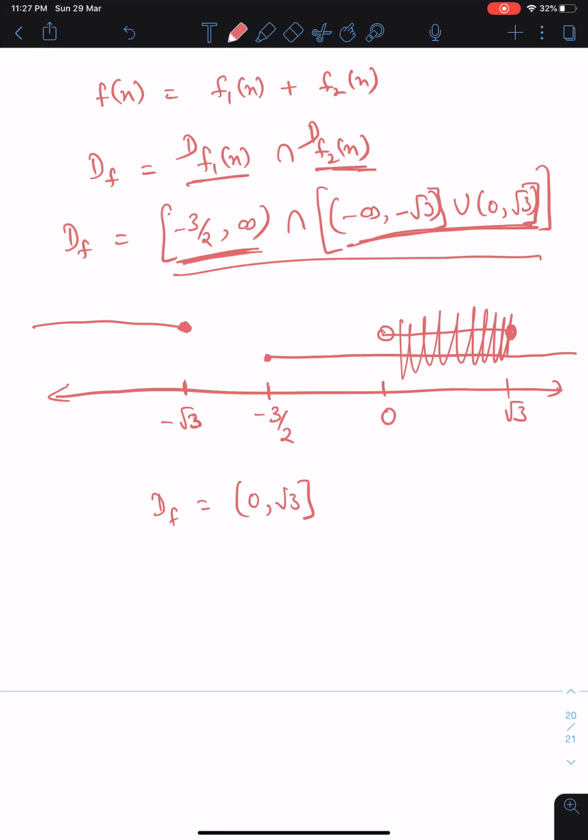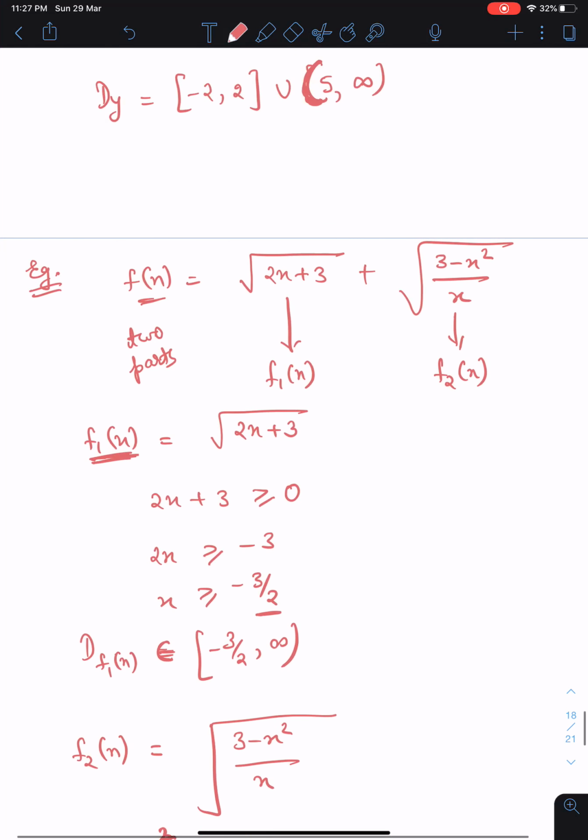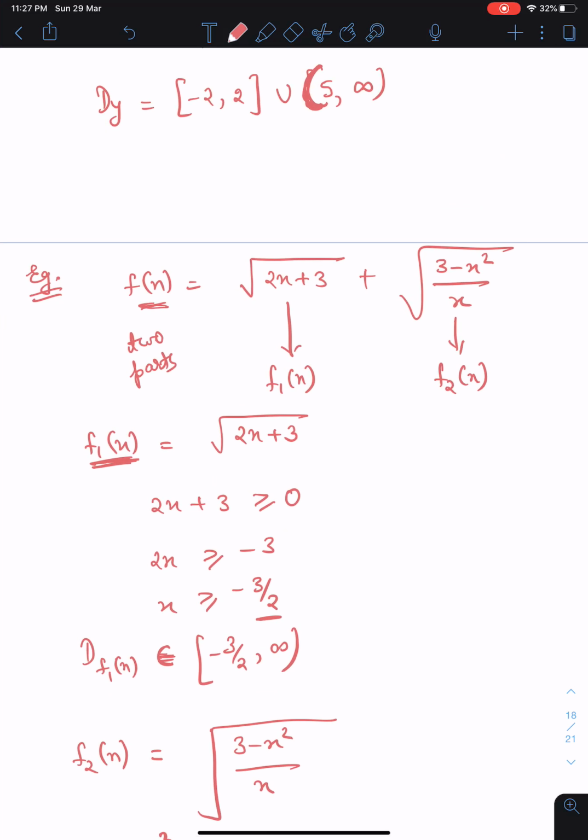I hope you understand what we did here. Again, see, this is f(x). You are seeing two different kinds of functions that are given and they are adding. So this needs to be very clear. This is one kind of function f1(x), this is another kind of function f2(x). Find the domain of f1(x), find the domain of f2(x), because f1(x) is a function with an under root. That means whatever is inside the under root needs to be greater than or equal to 0. In the same way, for f2(x) also the same thing will apply.